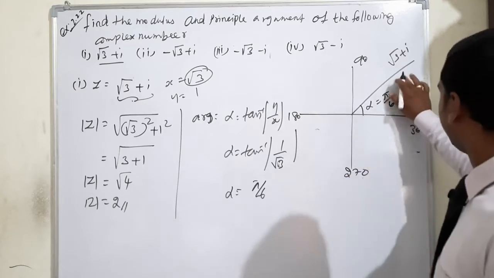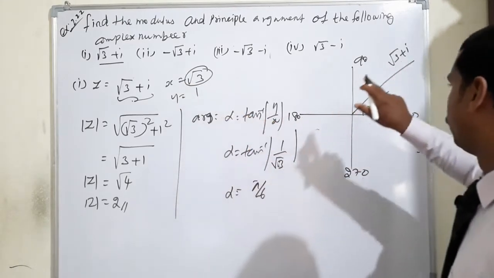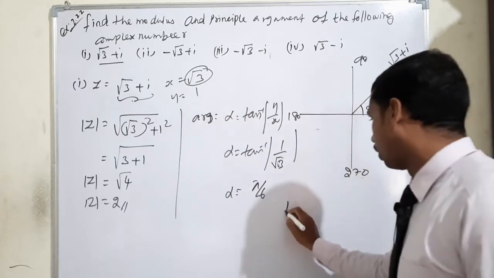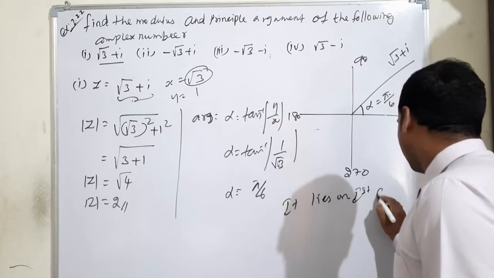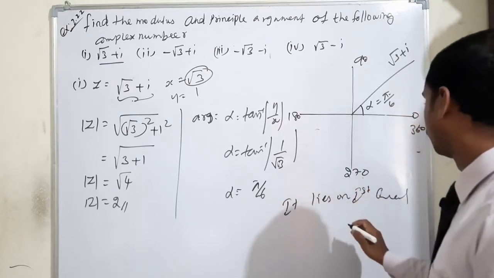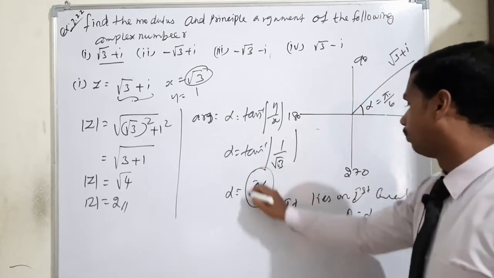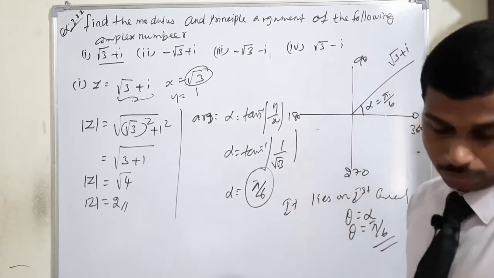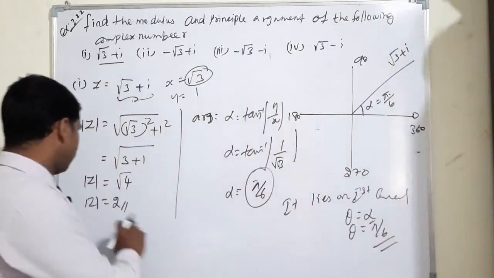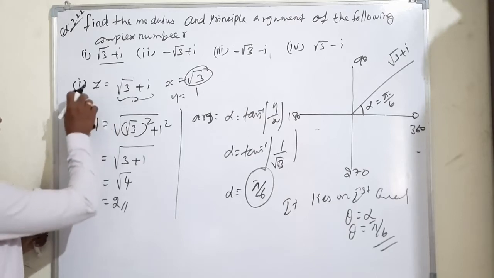We already know x is positive and y is positive, so it lies in the first quadrant, isn't it? It lies in the first quadrant, which means theta is equal to alpha. Therefore alpha is equal to pi by 6, so theta is equal to pi by 6. This is our first value. The principal argument is pi by 6, and the modulus of Z is 2, isn't it? So moving to subdivision 2.